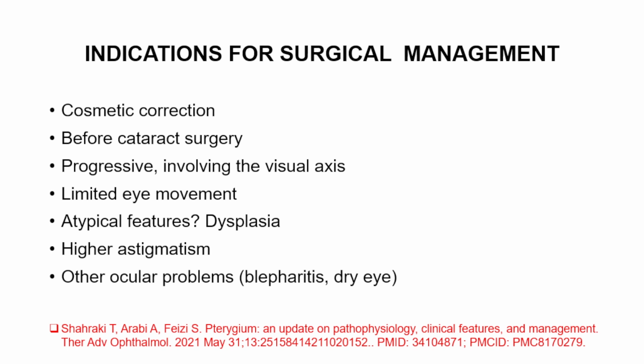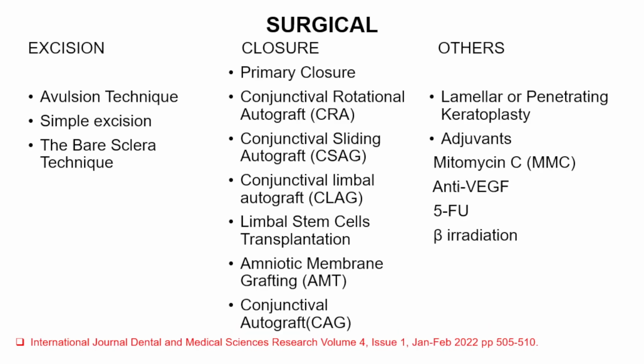Indications for surgical management: cosmetic correction, and it is done before cataract surgery to stabilize astigmatism. If it is progressive involving the visual axis, if the pterygium is bulky, limiting the extraocular movements, or if it gives a suspicion of dysplasia or atypical features, and if it causes higher astigmatism even if it is not involving the visual axis, and other ocular problems like blepharitis, dry eye. If the patient comes with all these complaints, we will go for surgical management.